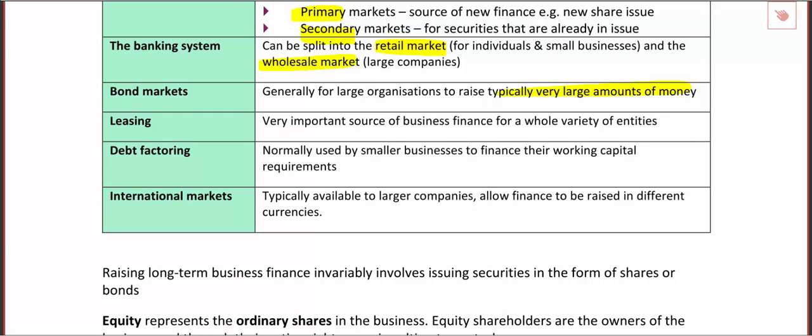Debt factoring we will consider, but we'll talk about that in a bit more detail a little later on, so don't worry about that too much right now. And then finally, international markets. So international markets are generally for bigger companies, and it just allows you to borrow in different currencies if, for example, you need to invest overseas.